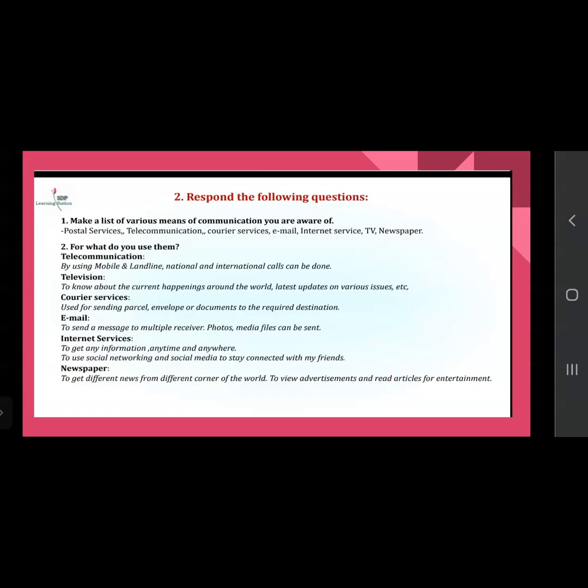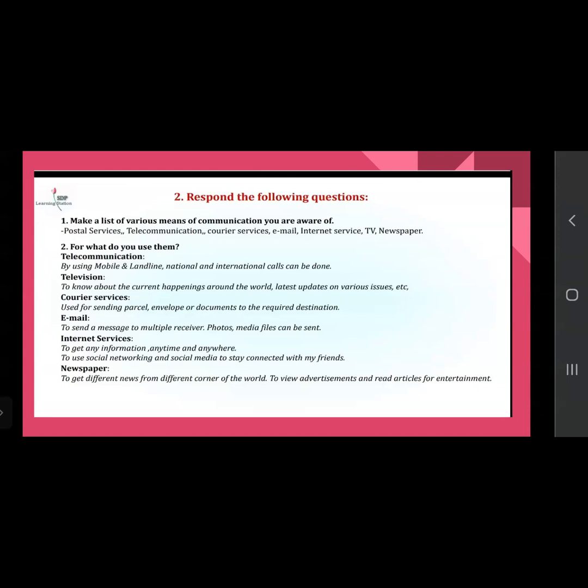Then internet services: to get any information anytime and anywhere. So the internet is very helpful for getting any type of information. Social networking and social media are used to stay connected with friends, relatives, and your near and dear ones. This is very important. Newspapers are used to get different news from different corners of the world.